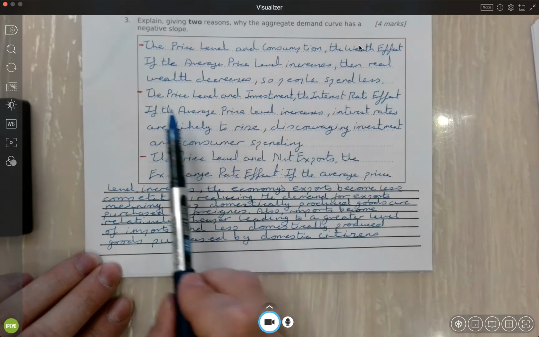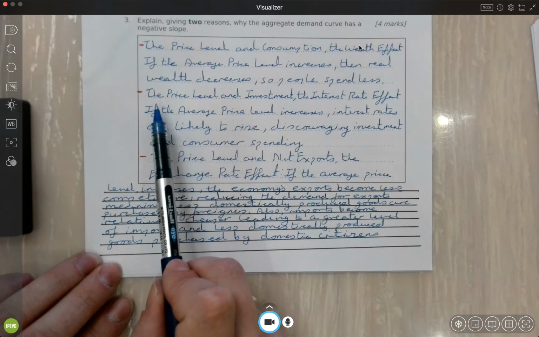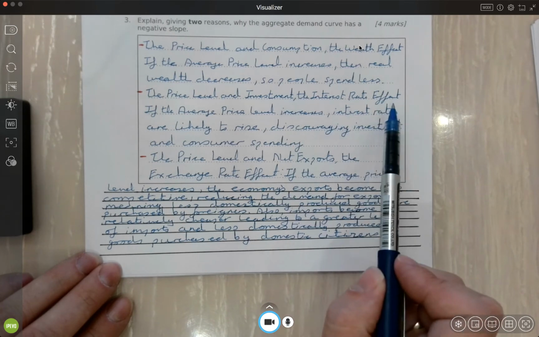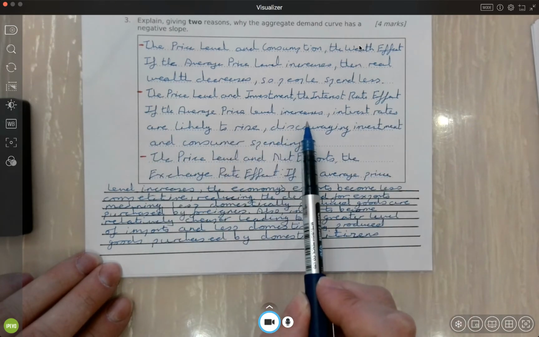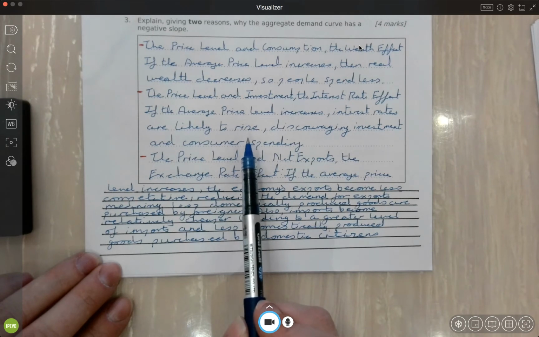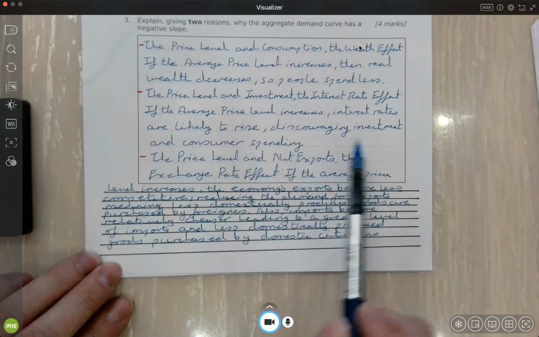Okay, point number 2, the second reason why the aggregate demand curve slopes downwards is the price level and investment, which is the interest rate effect. If the average price level increases, interest rates are likely to rise. So if inflation rises, the bank wants to protect itself against inflation, so they're going to up their interest rates, discouraging investment and consumer spending.